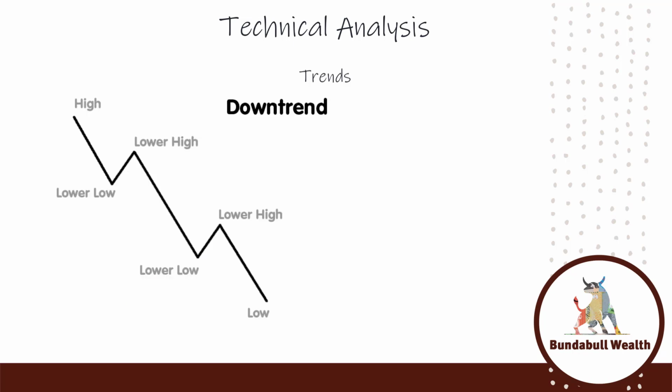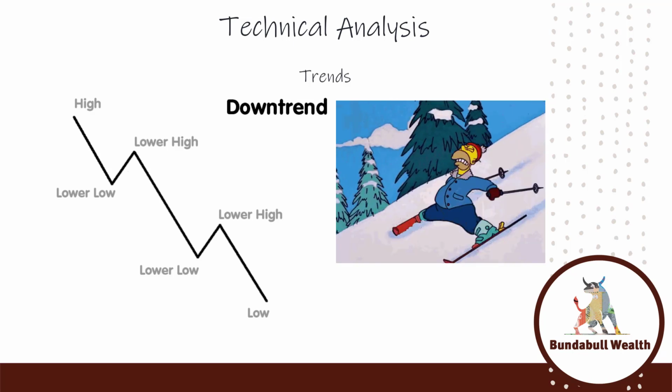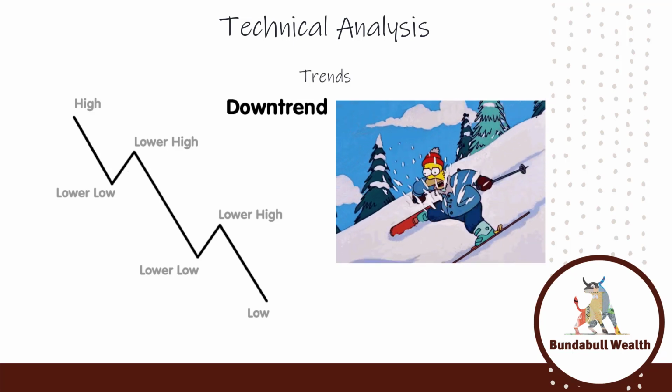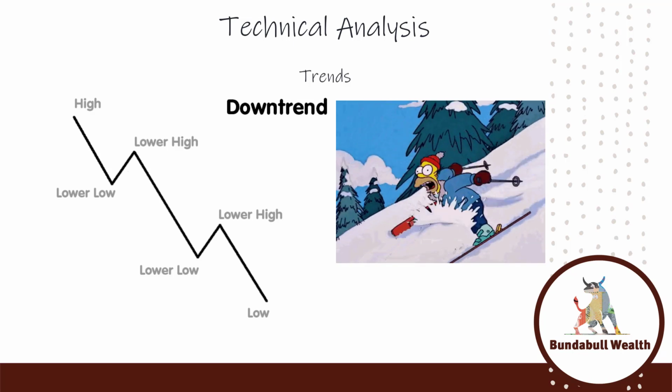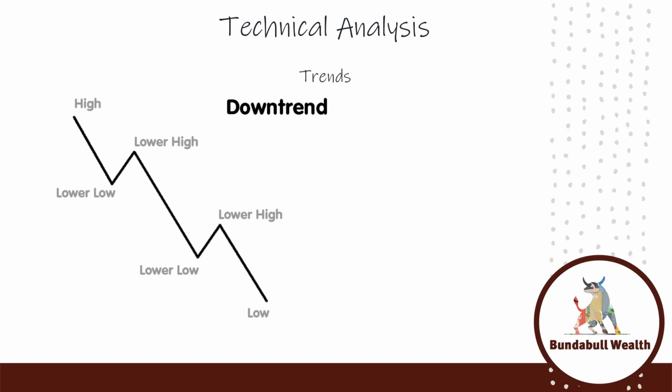The definition of a downtrend is lower lows and lower highs. If you look at this picture, you can see that each high is lower than the previous one, and each low is lower than the previous one as well. From a technical analyst perspective, you are doing yourself a disservice if you purchase shares that are in a downtrend. It's deemed prudent to wait until the uptrend emerges.